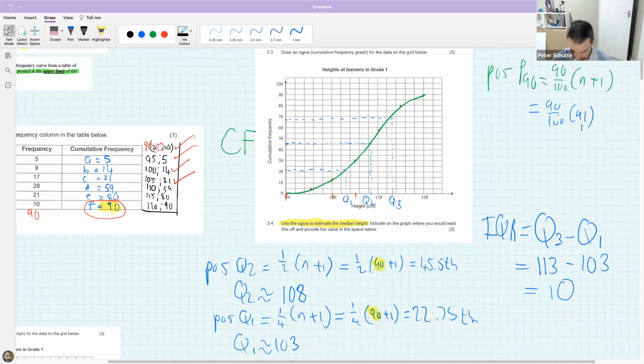What do I get? So the position is going to be 81.9, but that's not the value of P90. The value of P90, I'll go to 81.9, which is here. I'd say it's just above that.